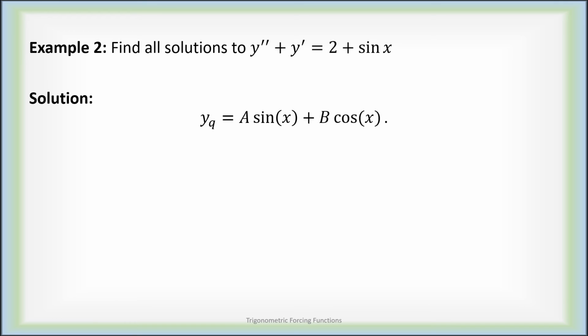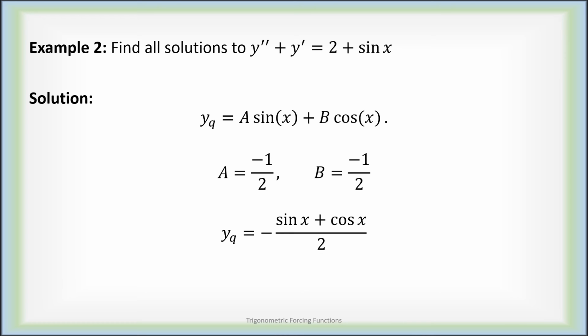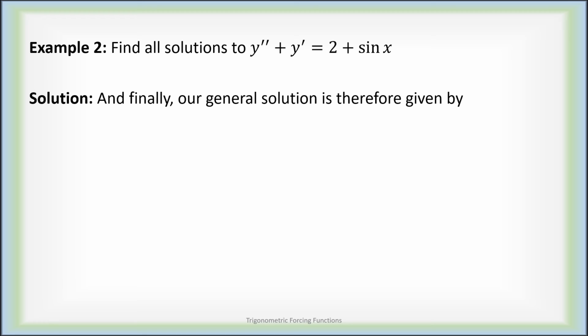So this was our particular solution to generate sine x. Once we go ahead and compute capital A and capital B using all of those little values in that big giant formula, we'll just get A is negative 1/2 and B is also negative 1/2. Therefore, yp is negative 1/2 sine x minus 1/2 cos x, and you can factor that minus sign out as such. So finally, a general solution to the differential equation can be given by a general solution to the complementary homogeneous equation plus some term that generates a 2 and some term that generates a sine x.